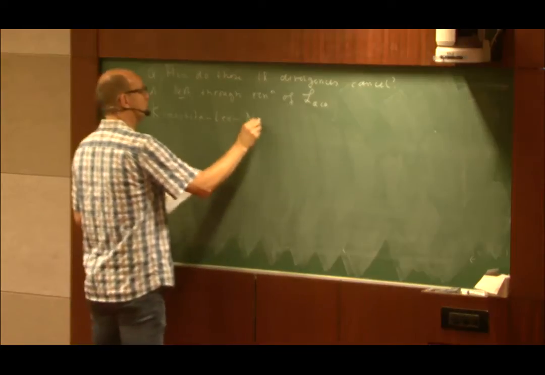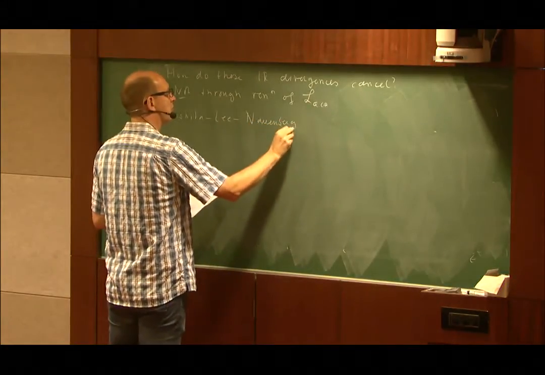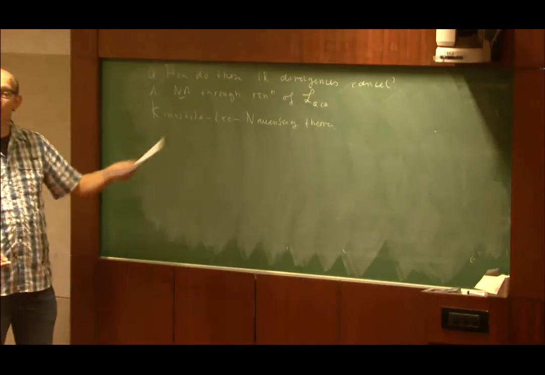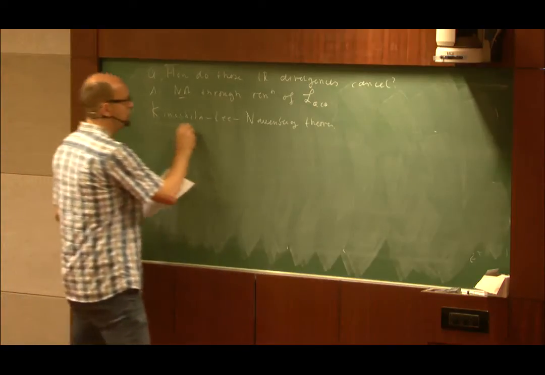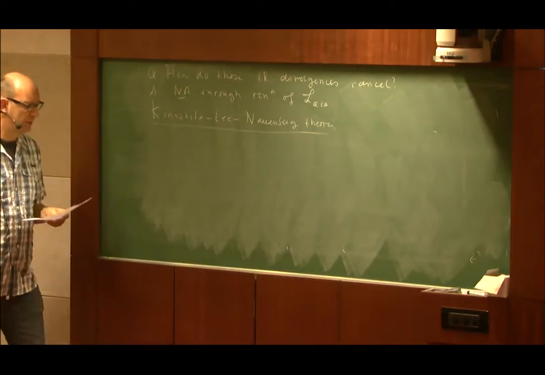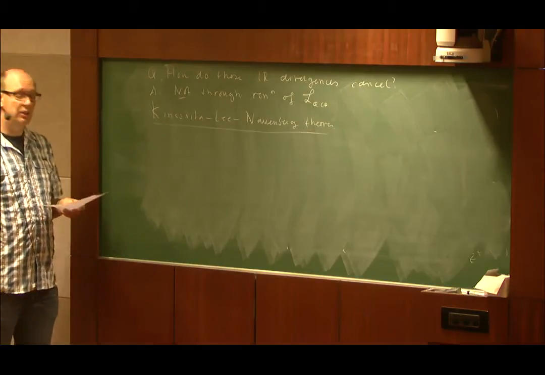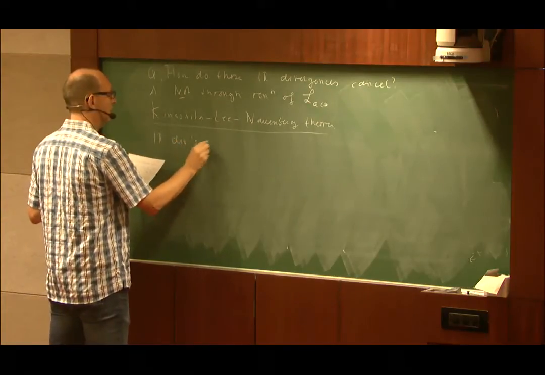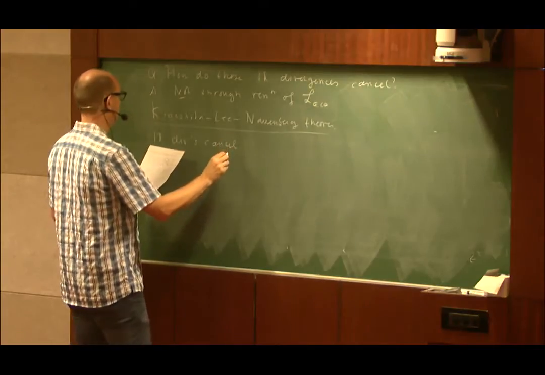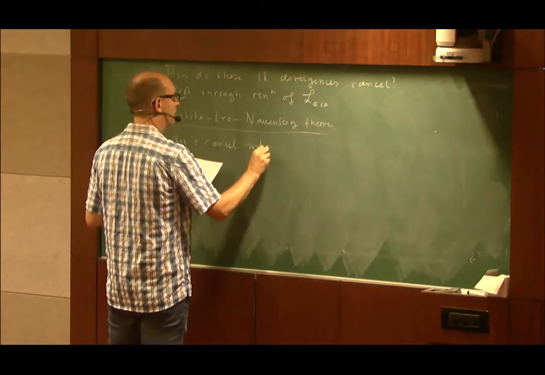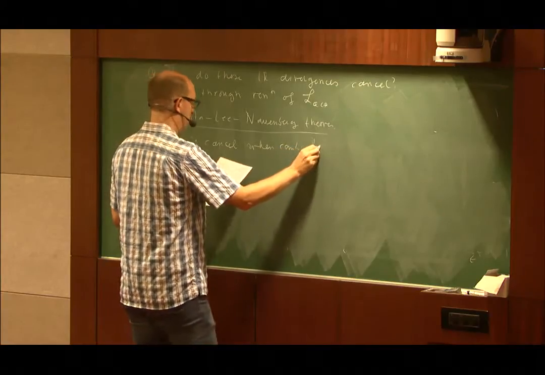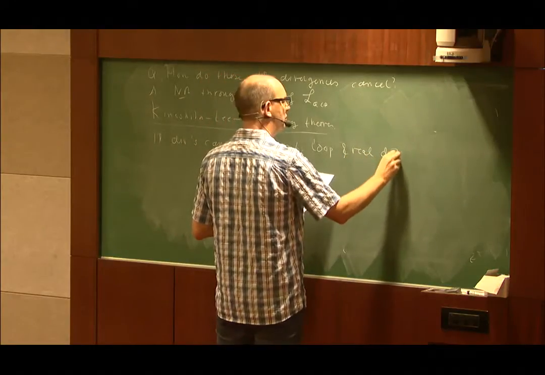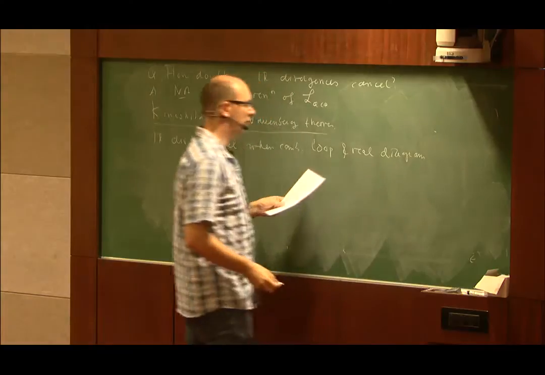Kinoshita-Lee-Nauenberg theorem. And Kinoshita is at Cornell. Lee is T.D. Lee from Lee and Yang. He's at Columbia. And Nauenberg, I think, at Seattle. So, yeah, they say IR divergences cancel when combining loop and real emission diagrams for a cross section.